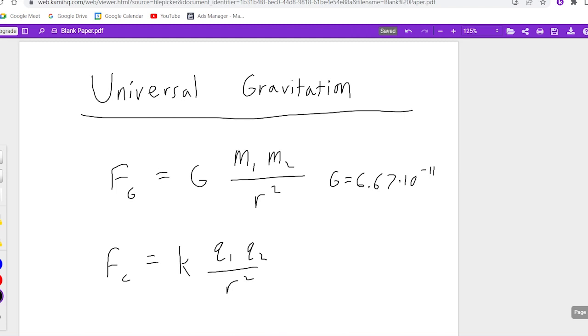And again, it's extremely similar to Coulomb's law. So we're talking about two masses near each other. The radius is r, or really the distance between them, and that's just the force between them. And that's pretty much it for universal gravitation.